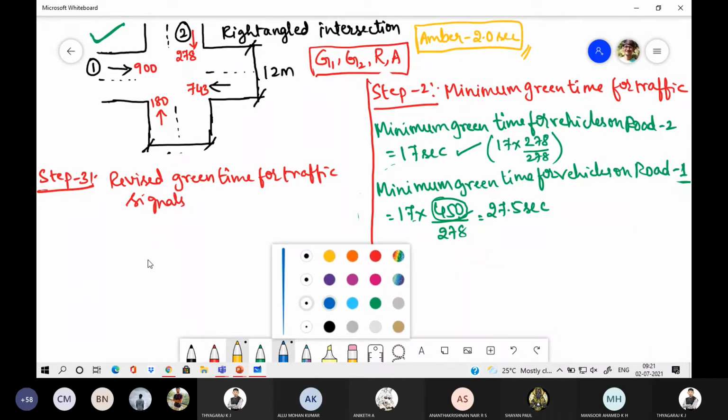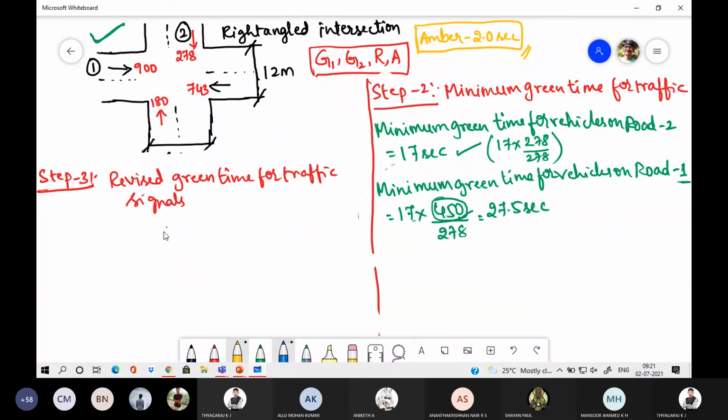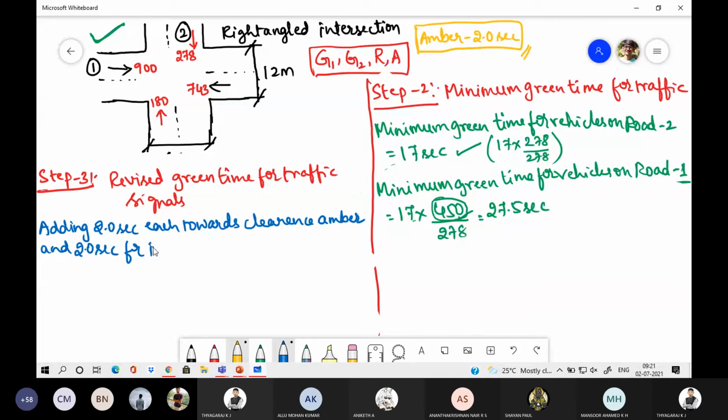Now, what is the amber time we are going to consider? Amber is 2 seconds. So make a statement here: add 2.0 seconds each towards clearance amber and 2.0 seconds for inter green period.